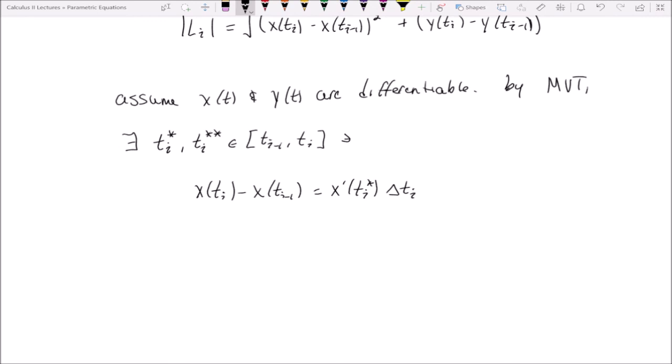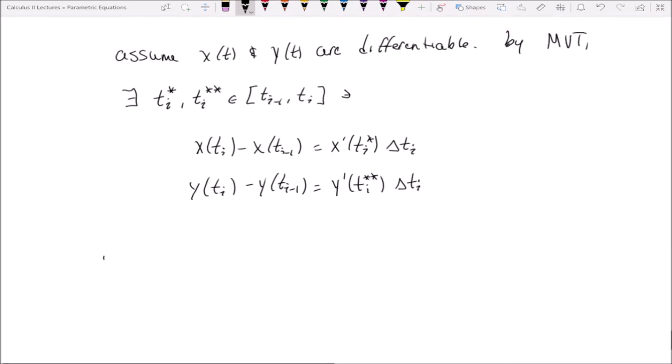times delta t sub i, and y of t_i minus y of t_{i-1} is equal to y prime of t_i double star times delta t_i, right? Where that delta t_i is t_i minus t_{i-1}.